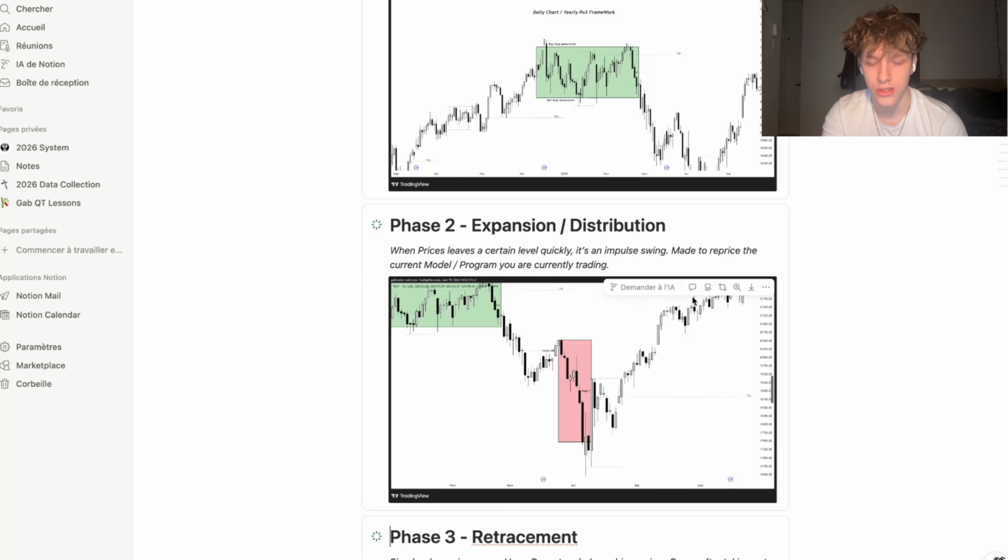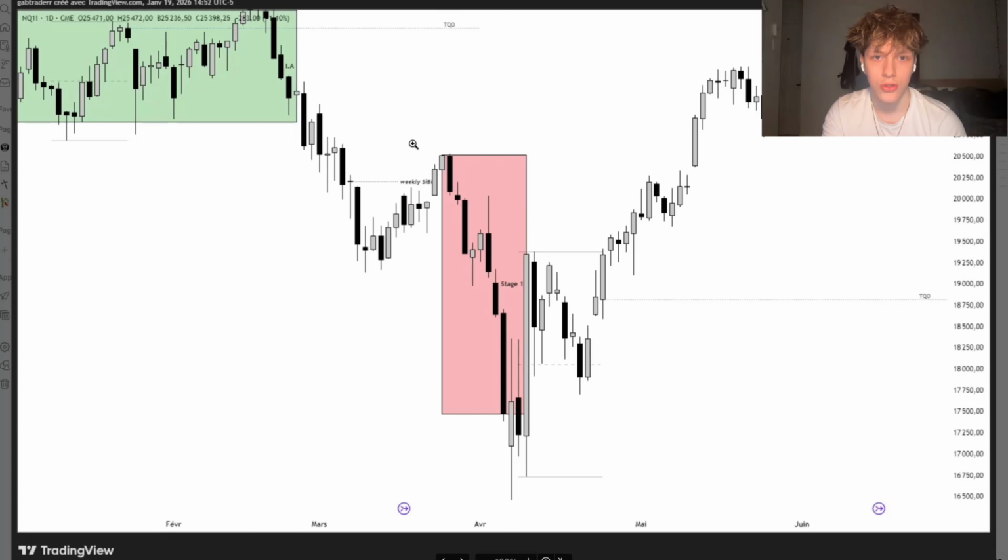That's what I mean by that. It's just a quick move, aggressive displacement, whatever you want to call it, that is made to reprice the current model or program you are currently trading. So you see, we leave the original accumulation and we directly expand. We expand with an impulse move. Something important: we quickly move lower inside of this chart.